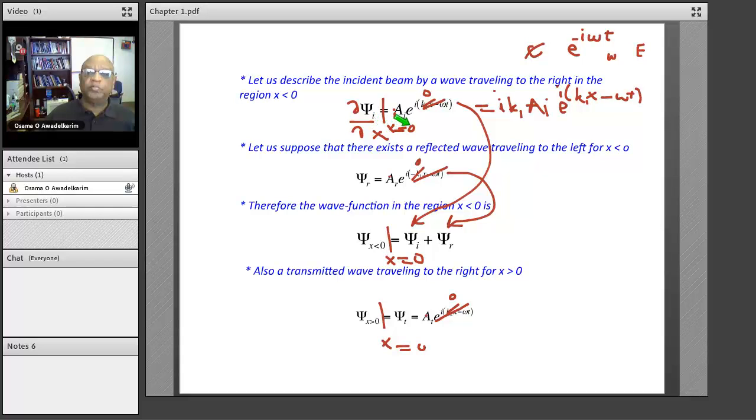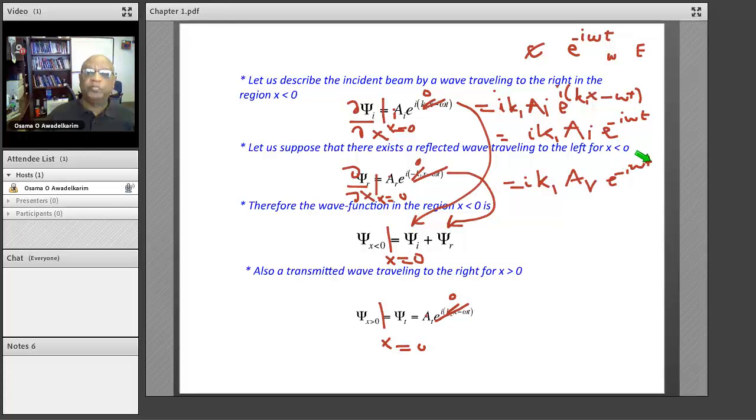And evaluate this derivative at x equals 0, what you get is i k1 A_i, and then you get e to the minus i omega t. And then you do the same to this one, and you evaluate it at x equals 0. And again, you get i k1, but then A_r, e to the minus i omega t.